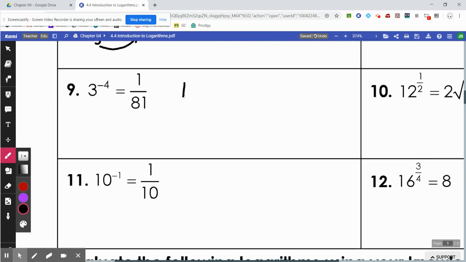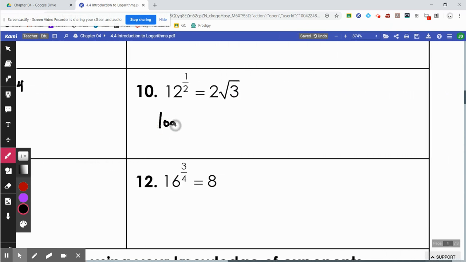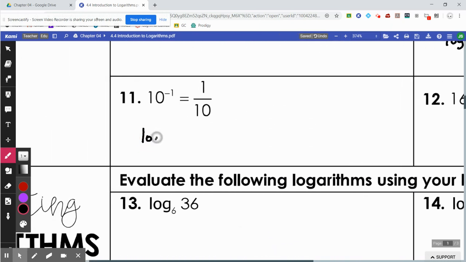The next one, log base 3, and the biggest thing is remember the base of your exponent and base of logarithm is the same, of the number on the other side of the equal sign is equal to the exponent. So log base 3 of 1 over 81 is -4. Log base 12 of the value on the other side of the equal sign, 2 root 3, is equal to the exponent, 1/2.